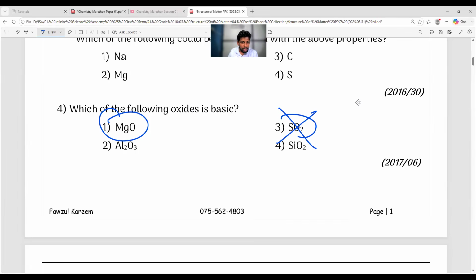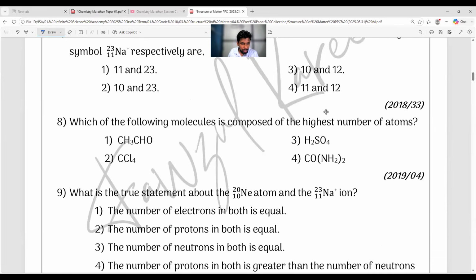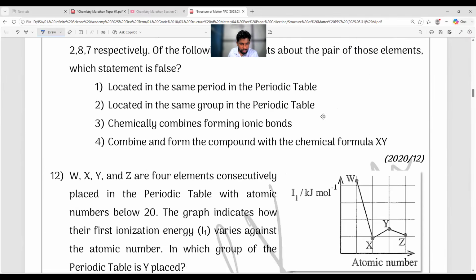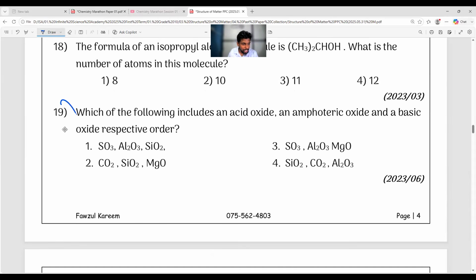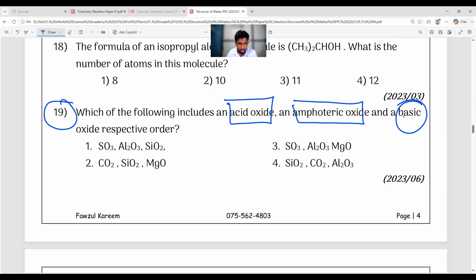Okay. Now, another question is there. That is in the essay part. Question number 19 from 2023. They are asking an acidic oxide, an amphoteric oxide, a basic oxide. What could be the answer? Third one, very good. Sulfur dioxide, acid; aluminium oxide, that is amphoteric; MgO, that is base.